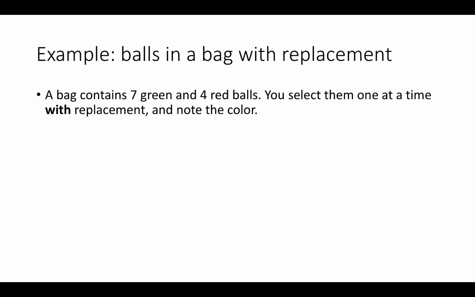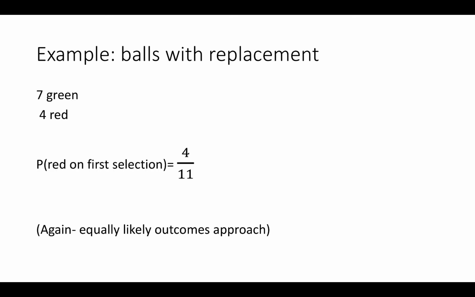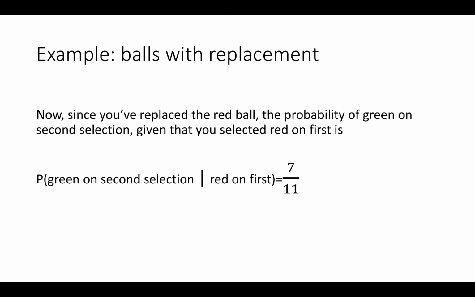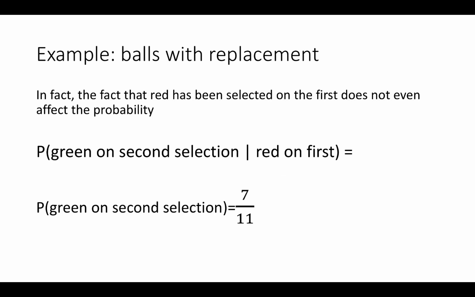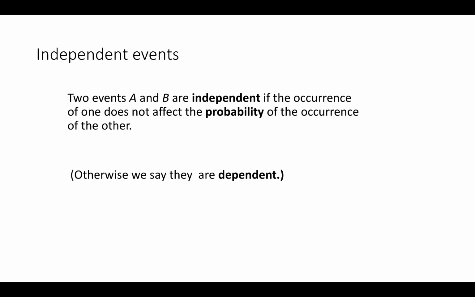Here's a similar example, but we'll use balls in this case. So the probability of red on the first selection, same as before, 4 out of 11. Now we've replaced that red ball, so the probability of green, given that we got red on the first, is 7 out of 11. And that's the same no matter what happened on the first. So the probability of green on the second selection is always going to be 7 out of 11 because we've made the selections with replacement.